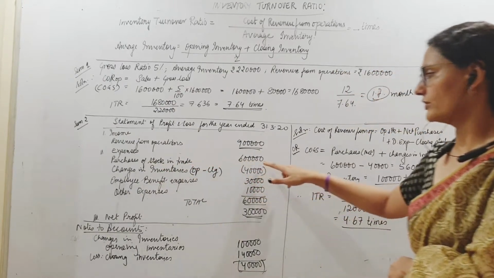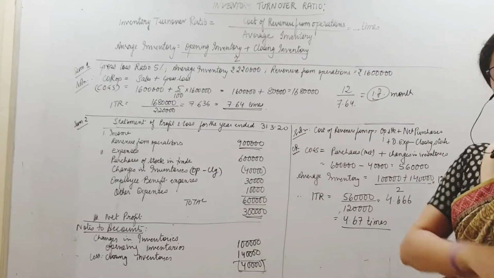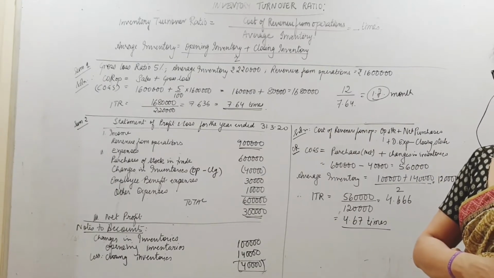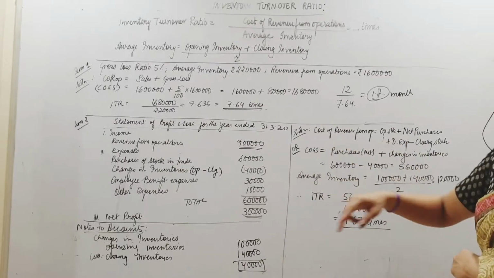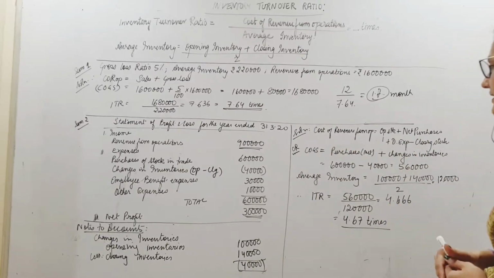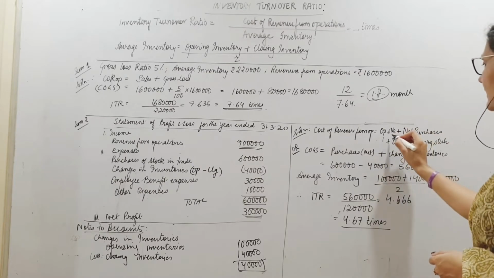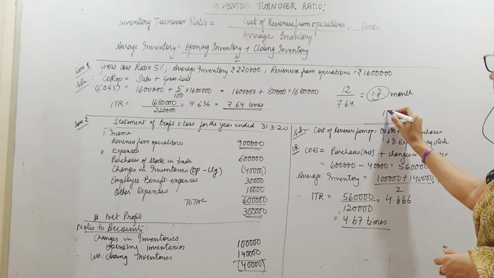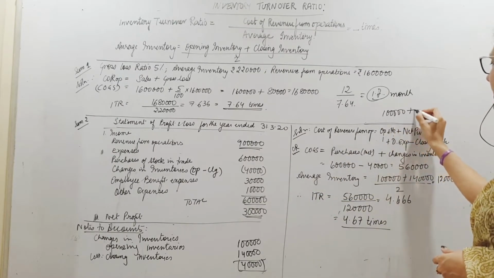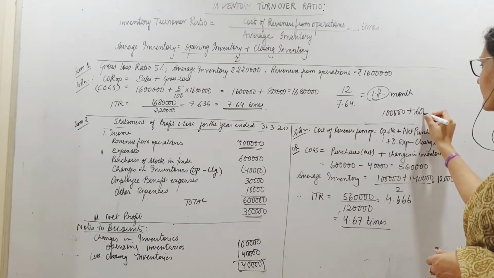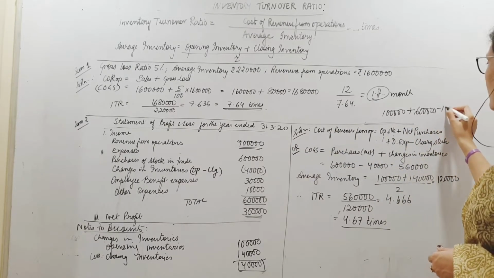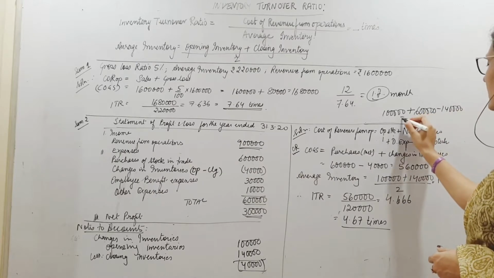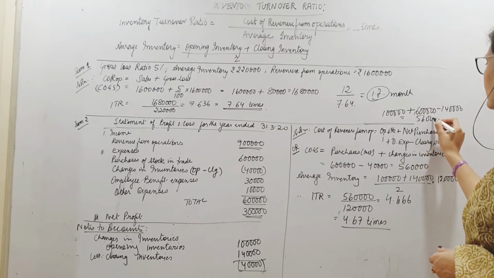Purchase of stock in trade. That means I can get cost of revenue from operation. Simple? Yes. So again I have two options here. One is I do this. Opening stock, how much is it? 1 lakh. So I do 1 lakh plus net purchase is 6 lakhs minus 1 lakh 40,000. So it comes to 5 lakh 60,000.